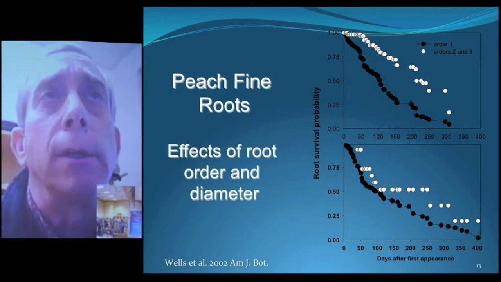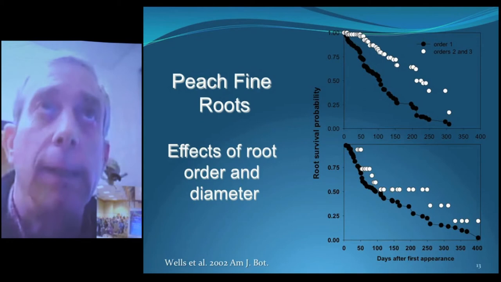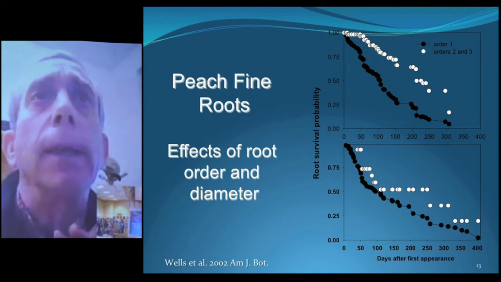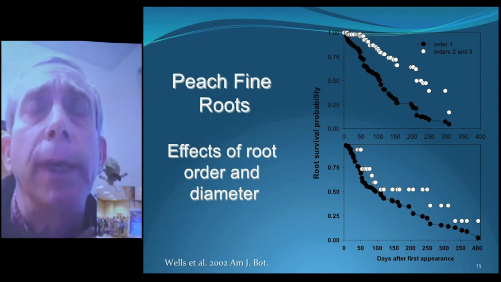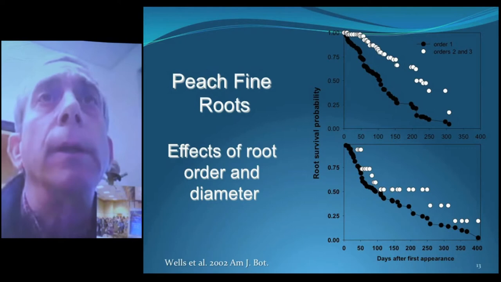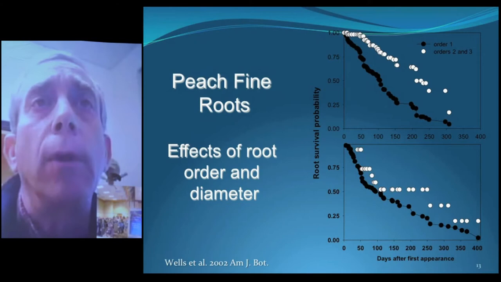So for half the population to die, which would be 50%, that's what this survival probability does, that would be the median lifespan. And you see it's almost a double lifespan for the order two and three compared to order one, showing the big differences. The differences were a little smaller in the following year. But it does show the importance of root order in understanding root longevity.